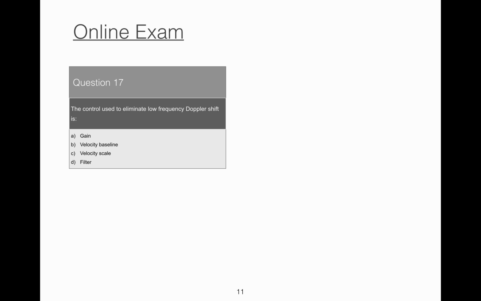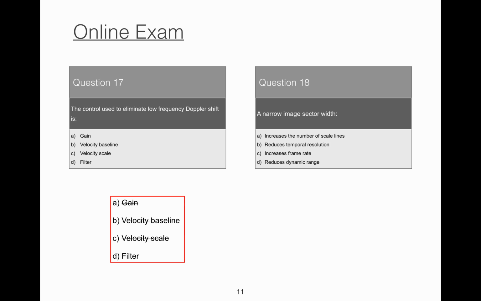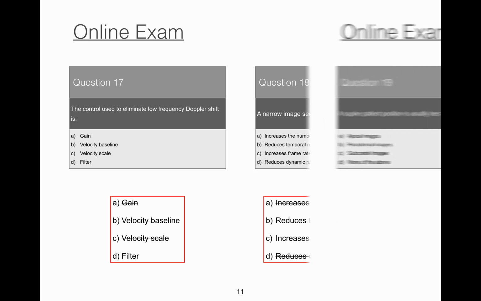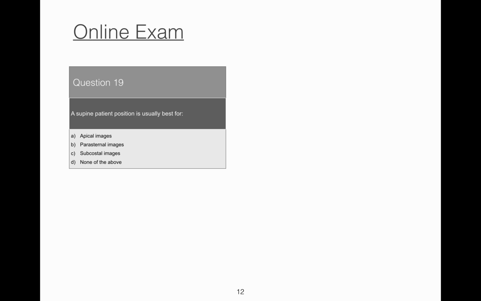Question 17. The control used to eliminate low frequency Doppler shift is D. The filter. Question 18. A narrow imaging sector does what? It increases the frame rate. Question 19. The supine position is best for subcostal images.